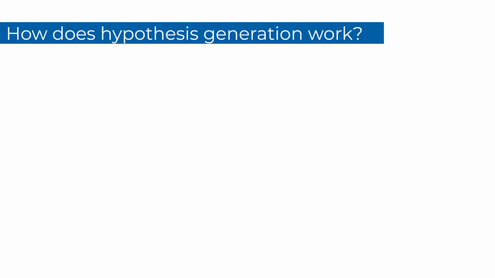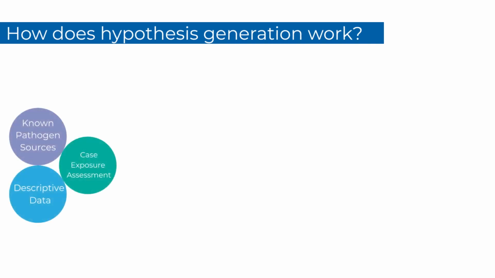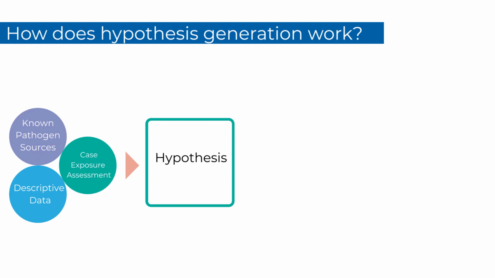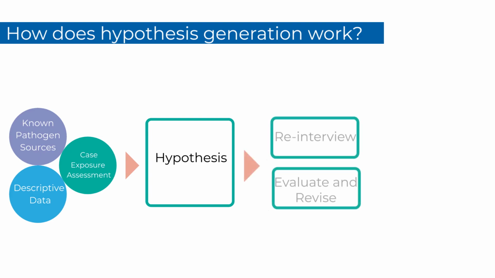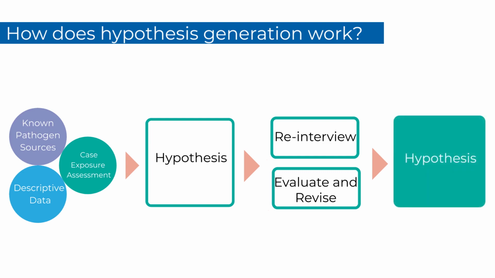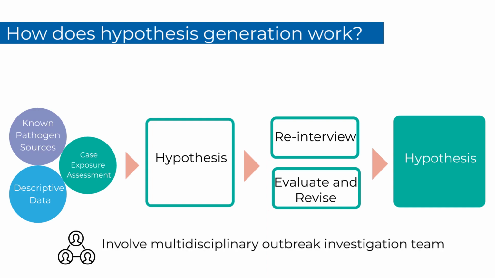Hypothesis generation is dynamic and iterative. It begins in the earliest stages of an investigation and is refined as more information becomes available. As information is gathered, a pattern or signal may emerge that investigators can begin to evaluate. It is important to involve a multidisciplinary outbreak investigation team in hypothesis generation, including experienced colleagues who can provide historical context. When generating a hypothesis, investigators should consider 3 pieces of information.